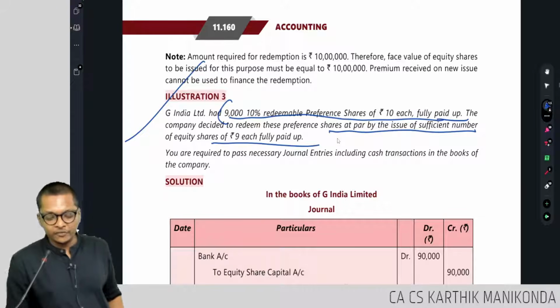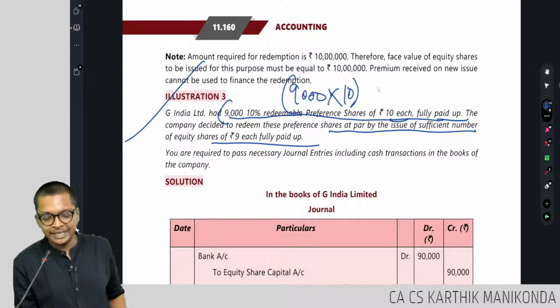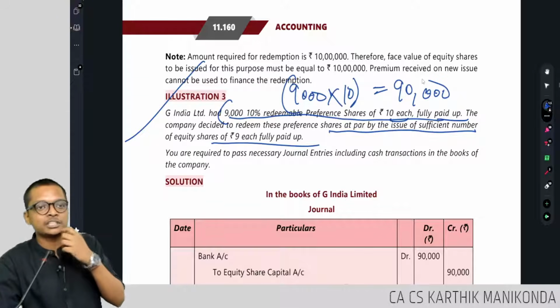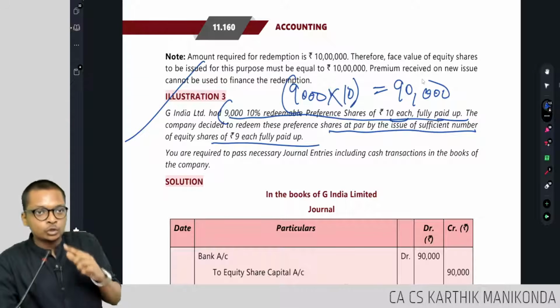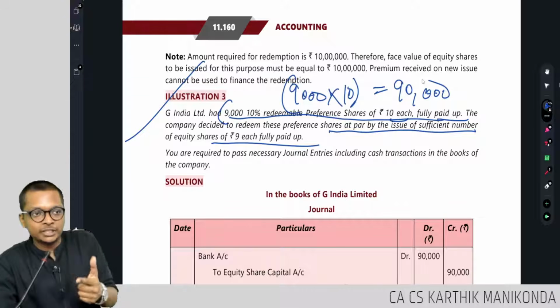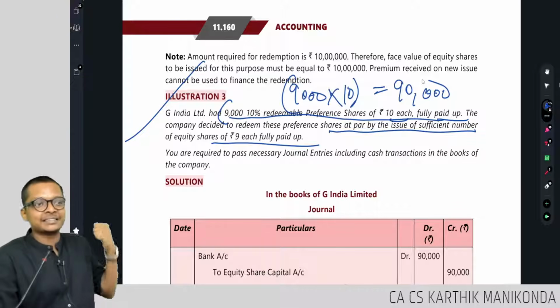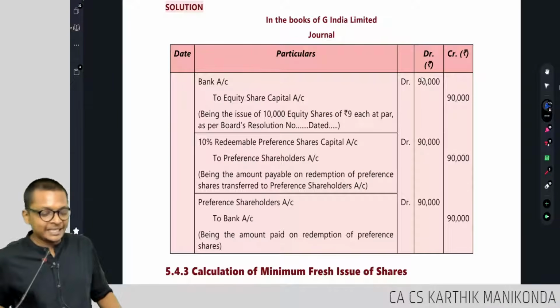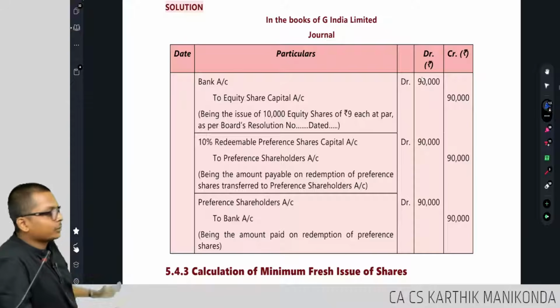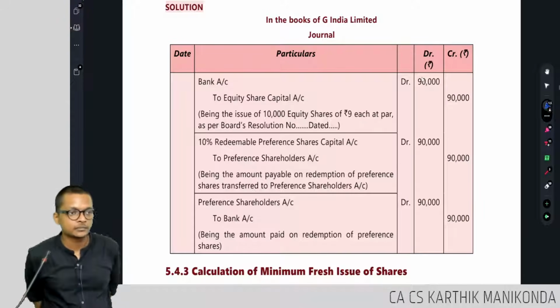Okay. So what is the number of preference shares? 9,000 into 10. How much, guys? 90,000. So I have to repay preference shares how much? 90,000. So if I have to repay preference shares 90,000, how much money I need? 90,000. How I will get this money? I will ask equity shareholders. Look at the same 3 entries. Bank account debit to equity share capital 90,000. Then preference shares redeemed. Same 2 entries.